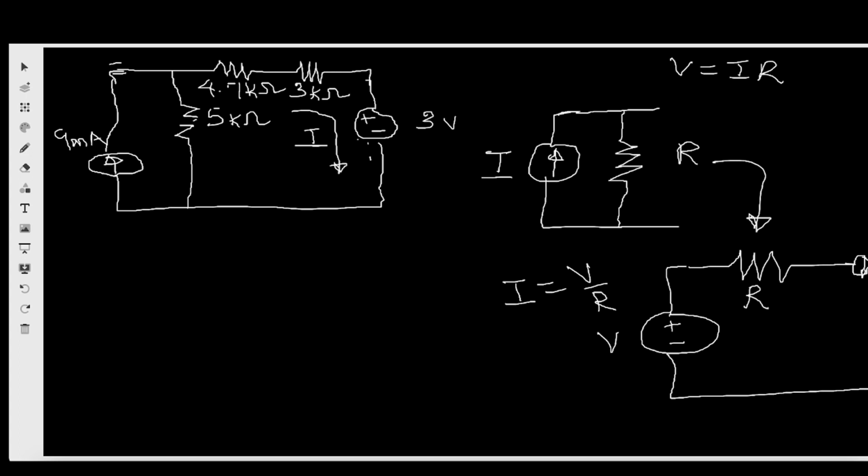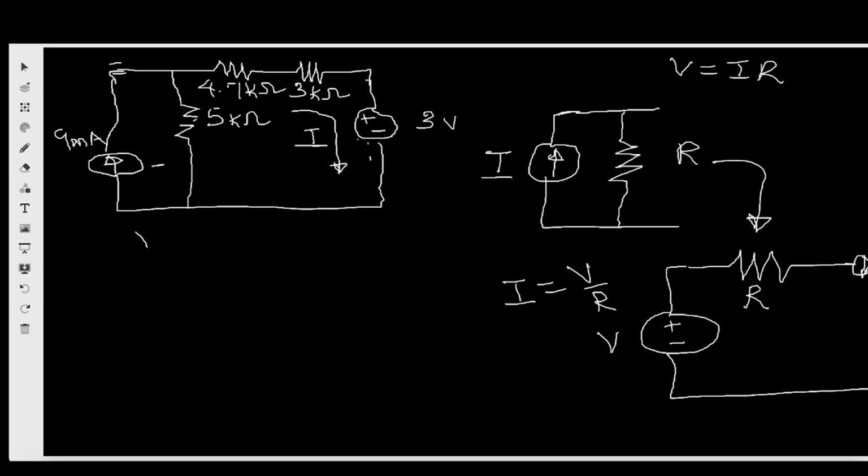So let's go with this question. We have a current source. This is the current source here in parallel with the 5 kilo ohm resistor. So I can convert this current source to a voltage source, so that I will have a single loop circuit. That single loop circuit makes it easy for me to apply Kirchhoff's voltage law.